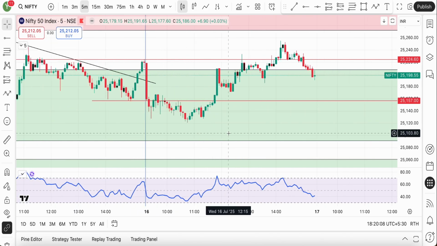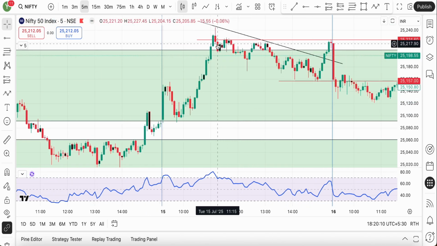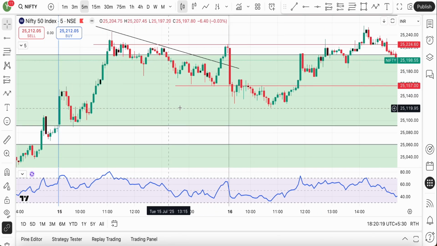And on that logic, this particular 11:15 candle was around where my stop loss was, because this candle closed below the low of this particular candle, and this is where I exited the trade, right?